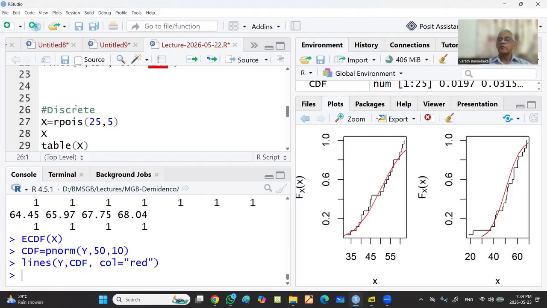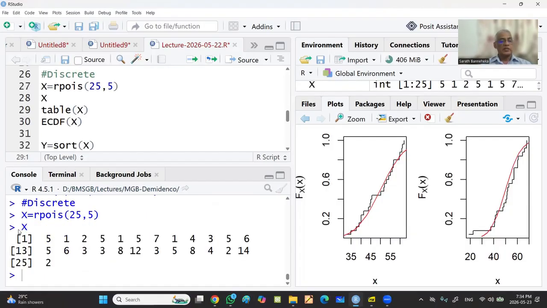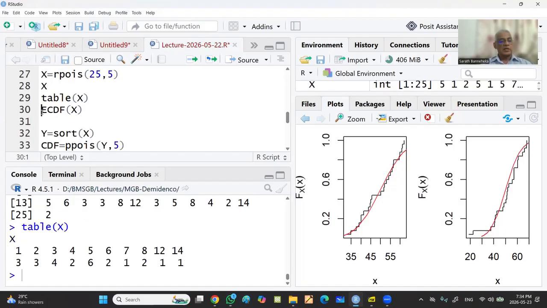But when you have a small number of observations, you can see clearly that the empirical cumulative distribution function is actually a step function. So let me generate some 25 random numbers from a Poisson 5 distribution. In this case, it is possible for some observations to have a frequency of more than one, right? For example, let's look at the data itself, X. You can see that there are several fives, several ones, several fours, and so on. So just to see the frequency table, table X, it shows that there are 3 ones in the data set, 3 twos, 4 threes, 2 fours, and so on.